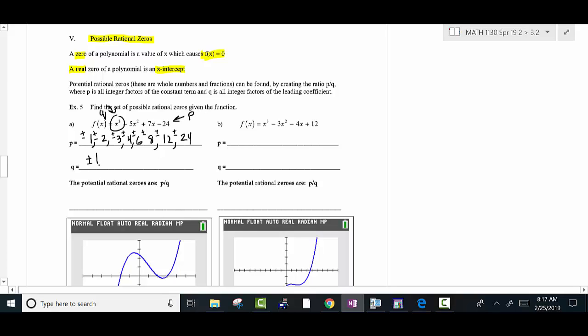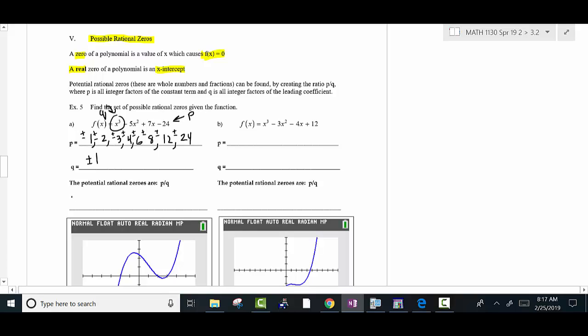So P is the constant term. Q is what we call the leading coefficient. Okay? So now what you do is you do P over Q. So what you're doing is you're just creating ratios. So you're just going like 1 over 1, 2 over 1, 3 over 1, and so forth. So if you put all those things over 1, then the P over Q list just becomes the P list.